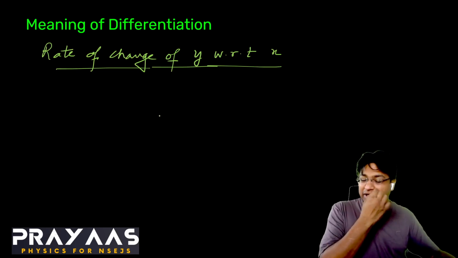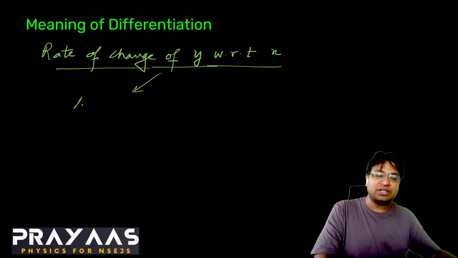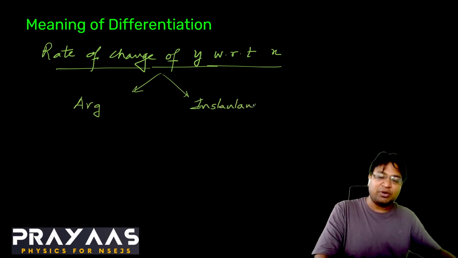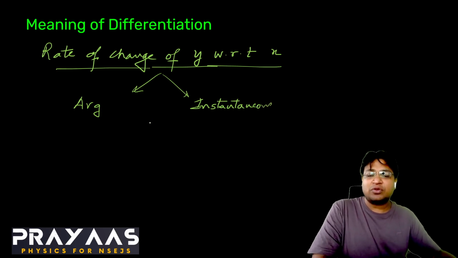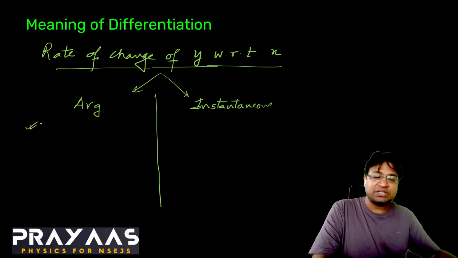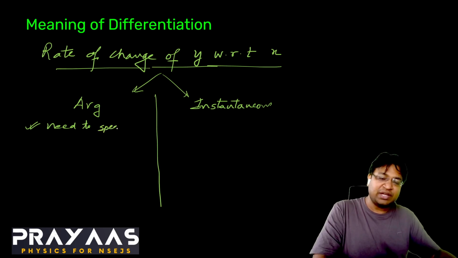Now there are two ways to define the rate. One is called the average rate, and the other is called the instantaneous rate. We'll talk about the instantaneous rate later on. First, let's talk about the average rate. Whenever you want to talk about the average rate, you need to specify an interval.